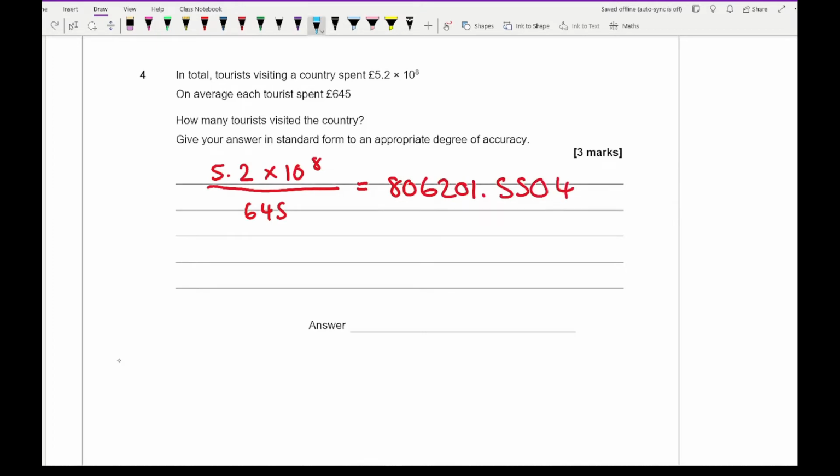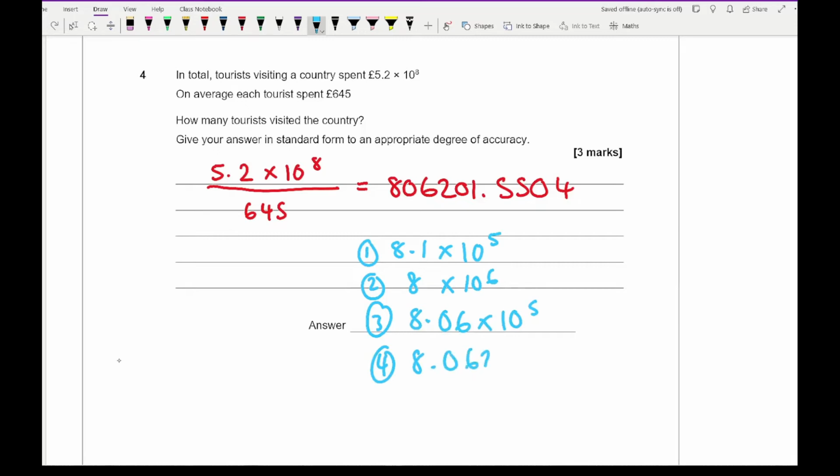Now there's a couple of ways in which you could write your answer, and it could be any of these. So it could be either 8.1 times 10 to the power of 5, or you could write it as 8 times 10 to the power of 6, or you could write it as 8.06 times 10 to the power of 5, or 8.062 times 10 to the power of 5.